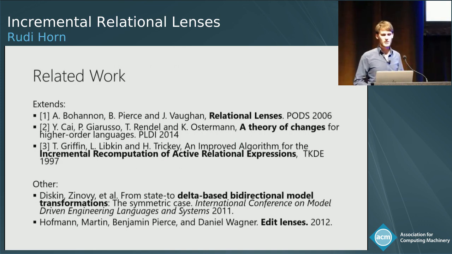So a bunch of related work. As I said, there's sort of three very important pieces that we extend on. The first is obviously the relational lenses paper, without which none of this would be possible. Then a great paper on incrementalization is the paper by Kai et al. called The Theory of Changes for Higher Order Languages. I do recommend reading that.